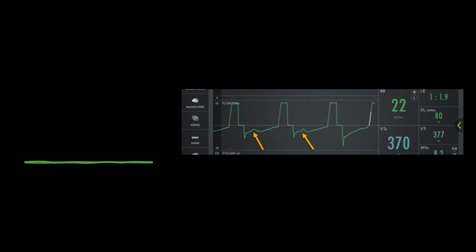Now look at this waveform. Here what you see, there is some issue with the expiratory flow, isn't it? There is an upward deflection during early expiration. This is called reverse triggering.